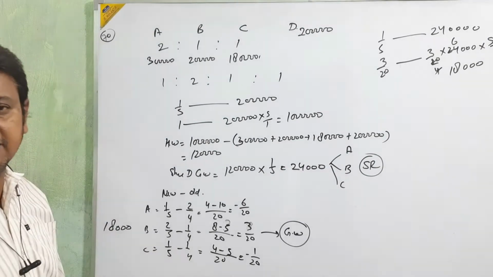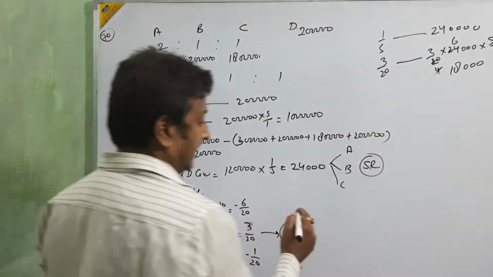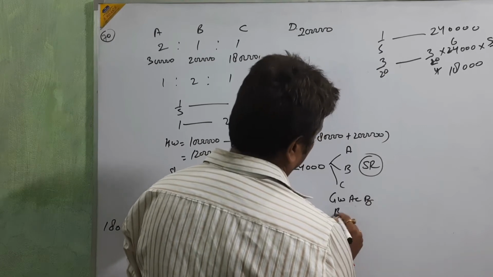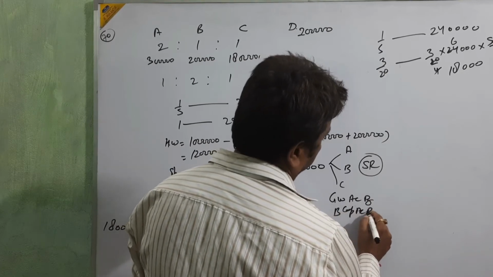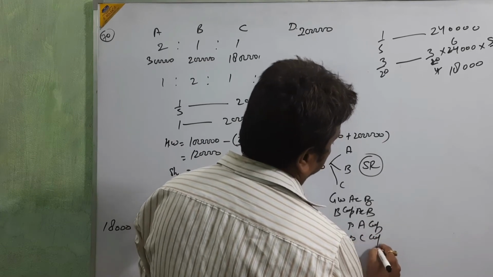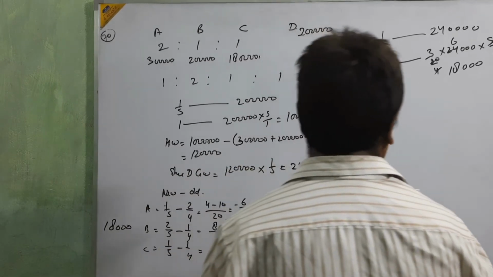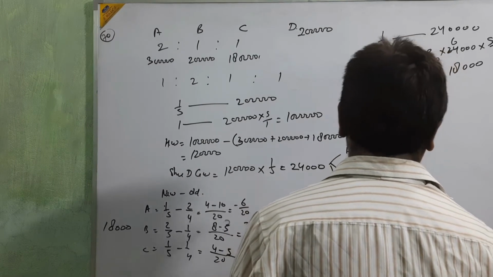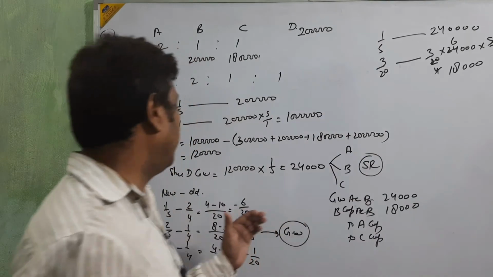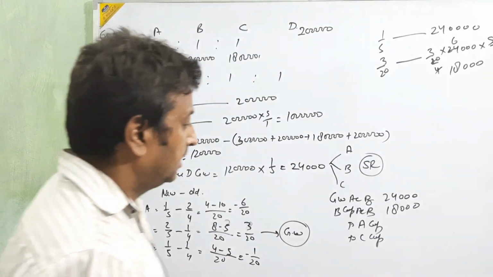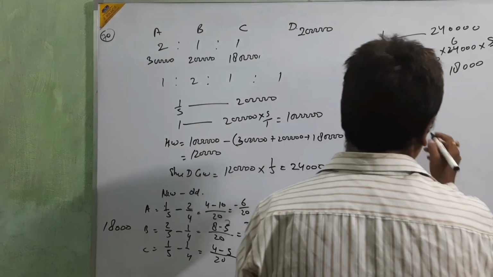Then we are going to make the entry for that. The entry is: goodwill account debit, B capital account debit to A capital and to C capital. Now 24,000 and 18,000, these totals are divided in the ratio 6:1.